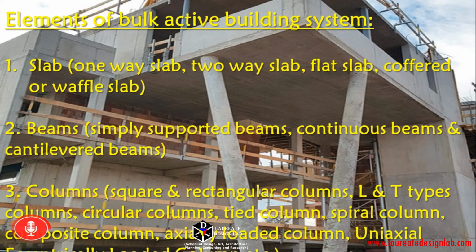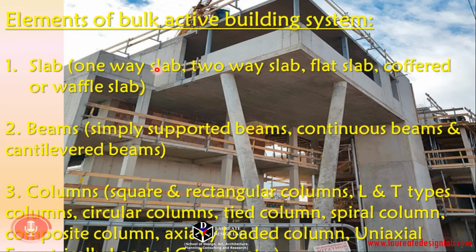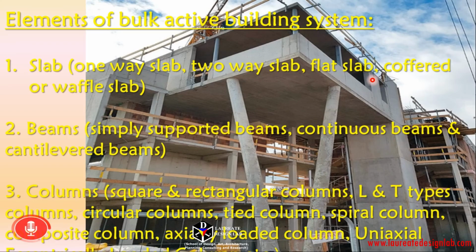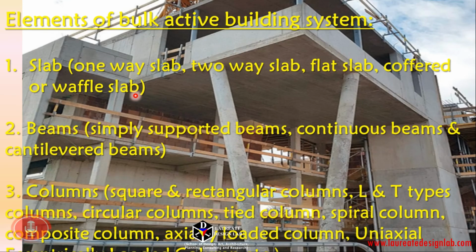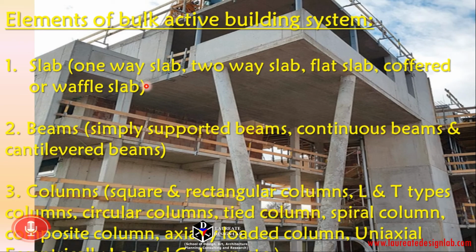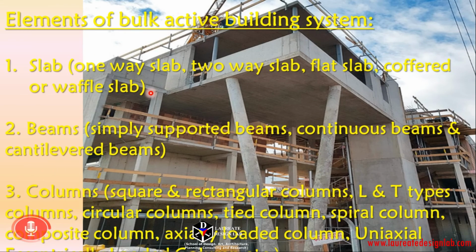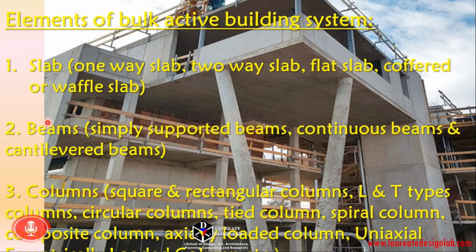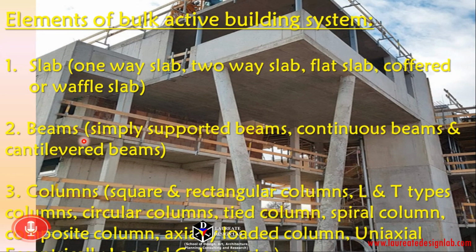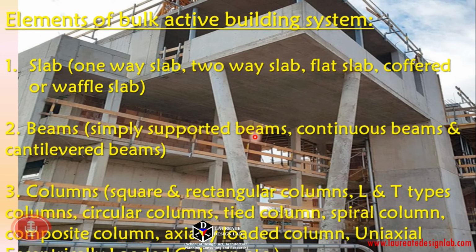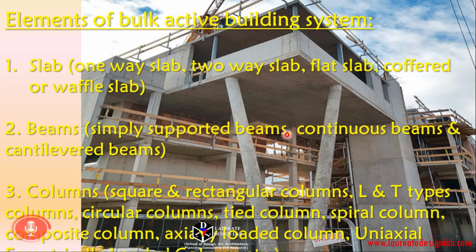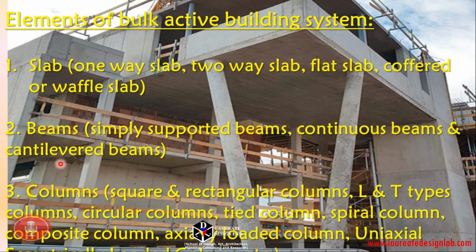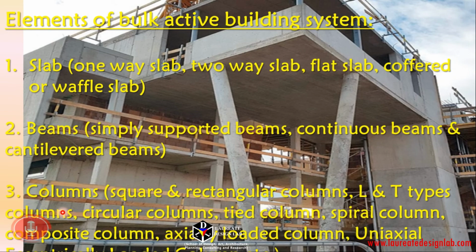Now we'll talk about the elements of the bulk active building system. First is the slab. It can be a one-way slab, two-way slab, flat slab, coffered or waffle slab. There's no detailed discussion on slabs here; it's just to tell you that the slab is an element of the bulk active system. And then come beams. Again, they can be divided by their action: simply supported beams, continuous beams, and cantilevered beams.